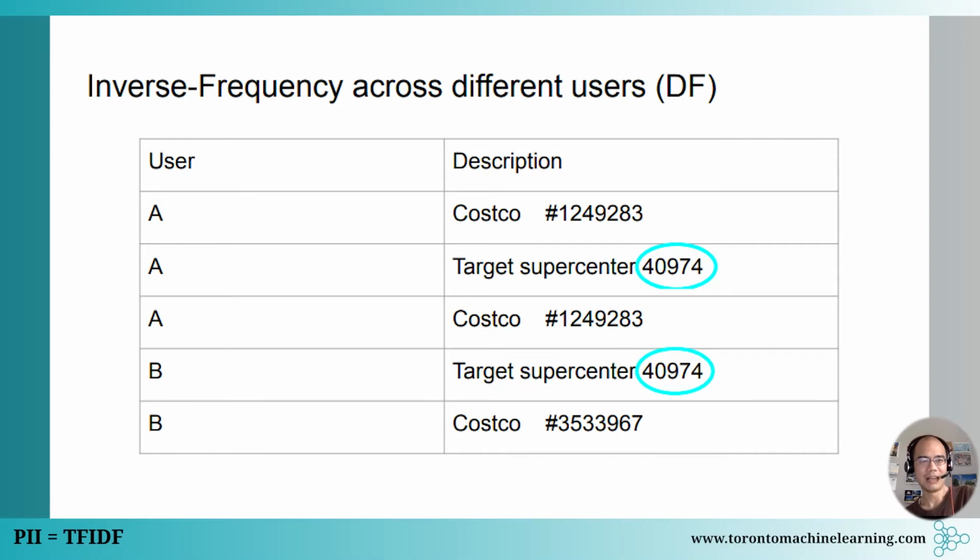Maybe person A will have that number multiple times because that person goes to the same Target supercenter. But that token clearly is not about person A, because it appears for person B too, because they go to the same Target supercenter. It's most likely their postal code. Right? And this is usually called DF, which is how many different documents you see the same token in. In our case, it's how many different users you see the same token for. And the more different users you see, the less likely that it is about one particular person.